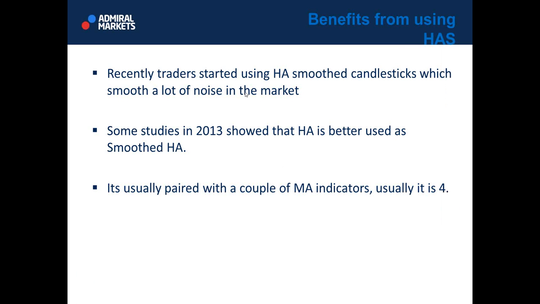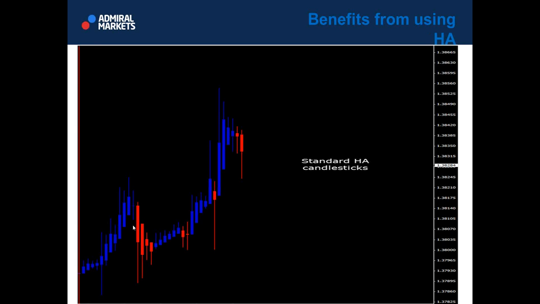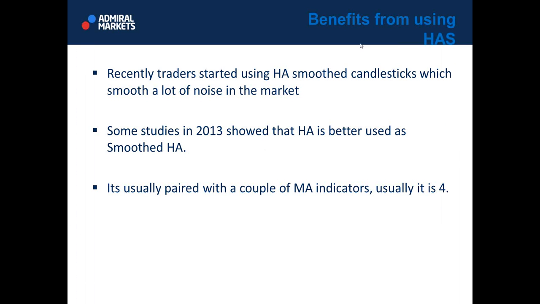Now, recently traders also started to use Heiken Ashi smoothed candlesticks, which smooth a lot of noise in the market. By observing this chart, you can see that it's prone to noise. So you can see these are wicks, wicks everywhere. Heiken Ashi smoothed does not show as wicks. Basically, they are smoothed pretty much to look the same, so showing us the real strength, momentum gauge and trend of the market. Some studies in 2014 show that Heiken Ashi is better used as smoothed Heiken Ashi.